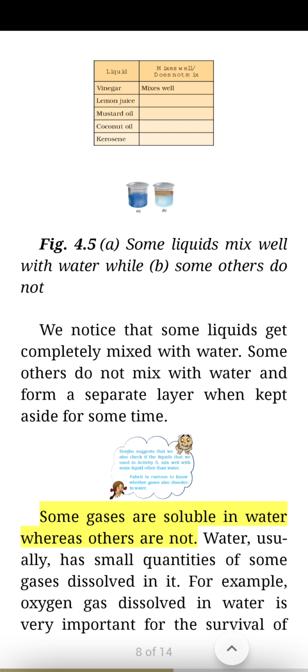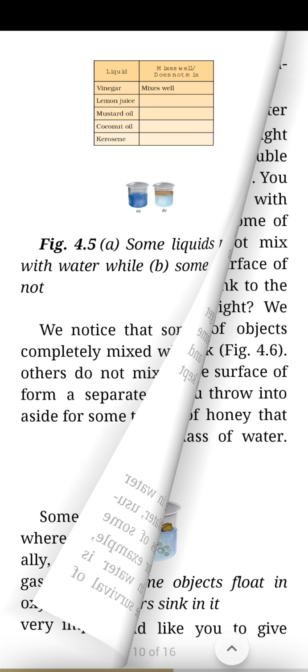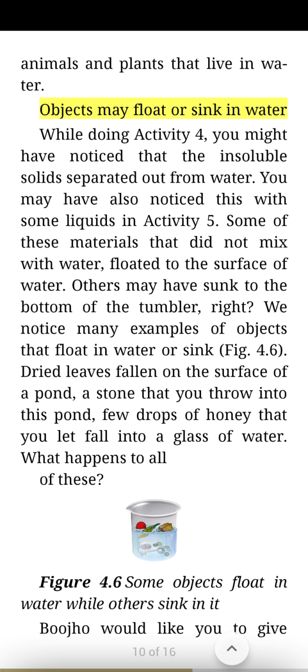Some gases are soluble in water whereas others are not. Water, usually, has small quantities of some gases dissolved in it. For example, oxygen gas dissolved in water is very important for the survival of animals and plants that live in water. Objects may float or sink in water.